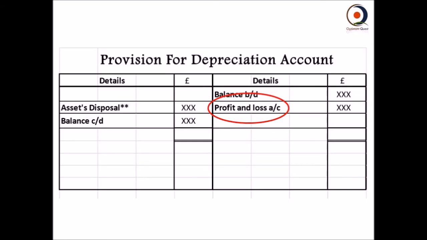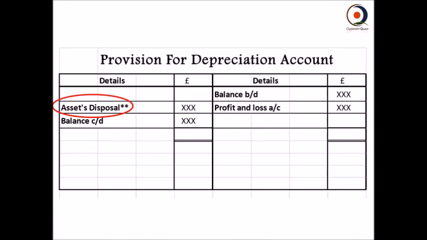Profit and loss account on the credit side stands for the current year depreciation. For example, if we are preparing the provision for depreciation account for 2008, then profit and loss account is the total depreciation of that particular year, 2008. This is posted on the credit side of the provision for depreciation account so that we could add this value to the balance BD, which is the total depreciation of this asset before 2008.